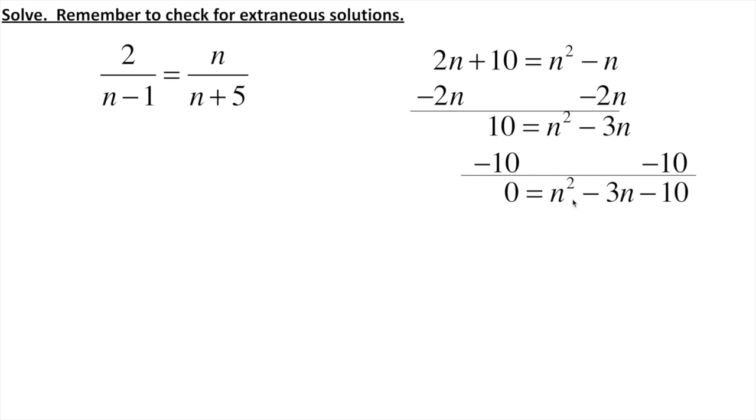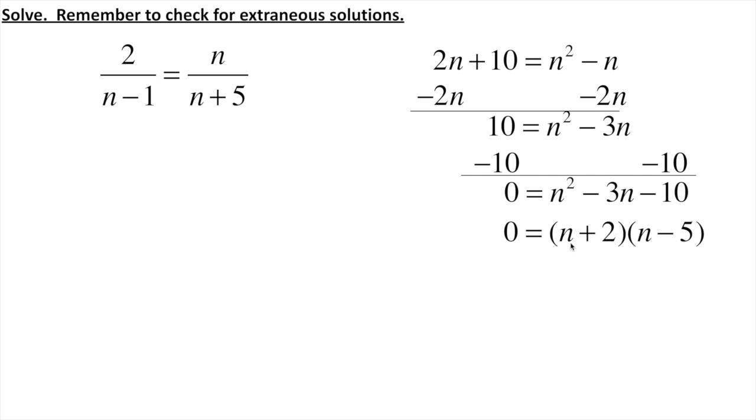Now on this one we can plug it into the quadratic formula and obtain our answers. But I can see real quickly that we can factor this one, so I'm just going to factor it. Two numbers that multiply together to give me negative 10, but add together to give me negative 3 would be negative 5 and positive 2. So it's n plus 2 times n minus 5. These two are equivalent here.